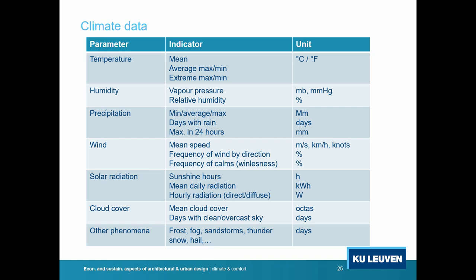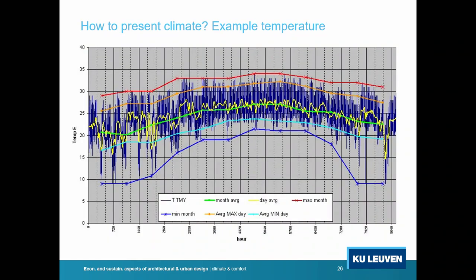Now, as said, the temperature, different data are available typically, and they give you different information. So let me show that based on a graph. These are the hourly in dark blue, the hourly temperatures measured at a certain location over a full year.